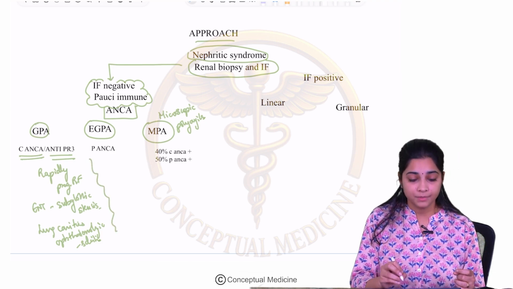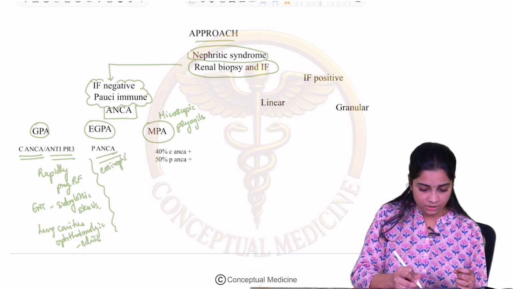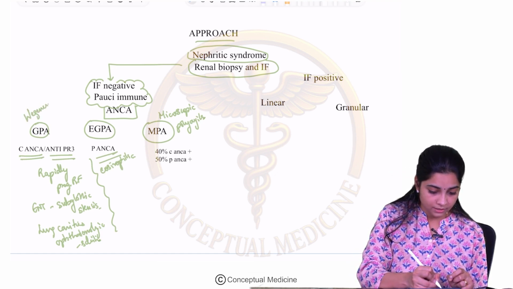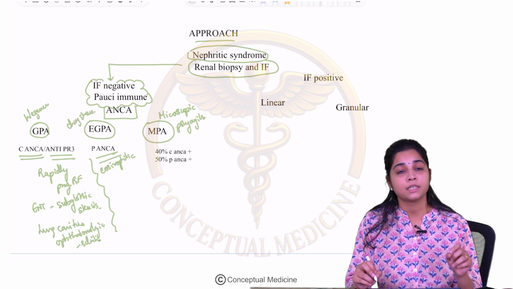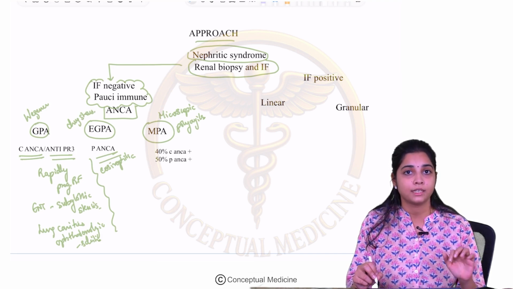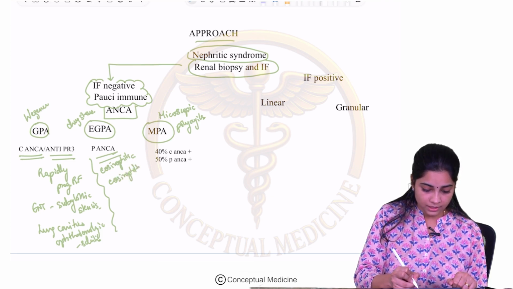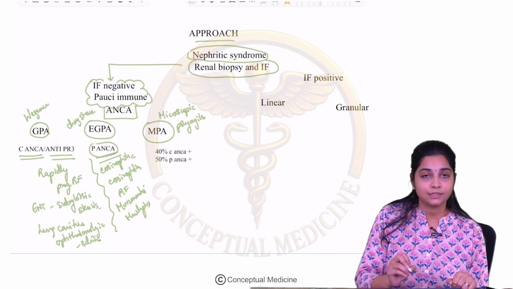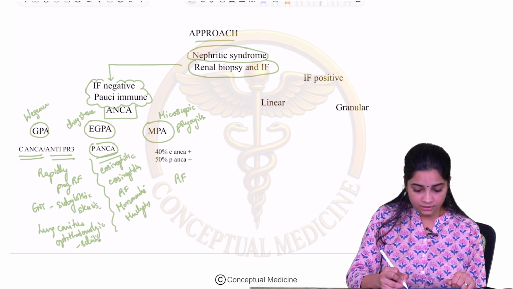Now what is EGPA? EGPA, as the name suggests, is eosinophilic granulomatosis with polyangiitis. Okay. So what was GPA called prior? It was called Wegener's granulomatosis, and this was called Churg-Strauss syndrome. Churg-Strauss syndrome is nothing but eosinophilic granulomatosis with polyangiitis. So as the name suggests, it has eosinophilia with renal failure and mononeuritis multiplex. And what does it have? P-ANCA positivity.